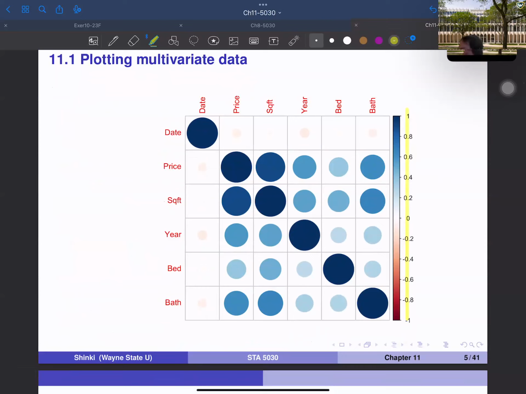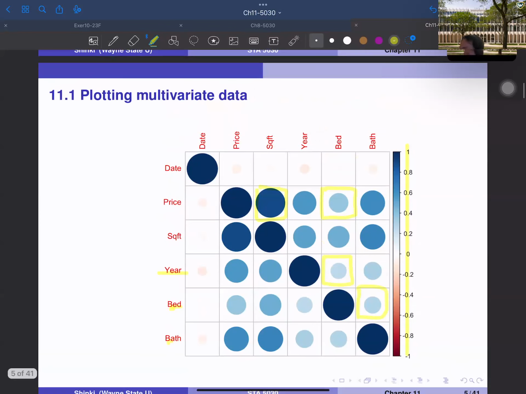Actually most variables have positive correlation, but particularly price and square footage have a higher correlation. Price and the number of bedrooms have a lower correlation. And the number of bedrooms and the number of bathrooms maybe have an even lower correlation. Or year and the number of beds. Year and number of beds don't have any logical relationship, so it sounds reasonable that we have a small correlation.